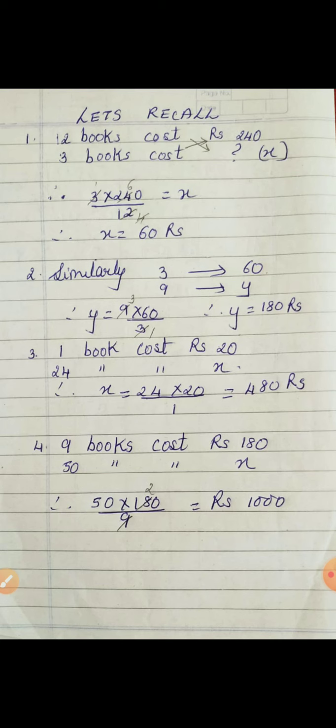9 books cost 180 rupees. So 50 books, let it cost X rupees. So again cross multiply, 50 into 180 upon 9. So 9 ones are 9, 9 twos are 18. So 50 into 20 is 1000. So 50 books cost 1000 rupees. Now let us go to the previous page.